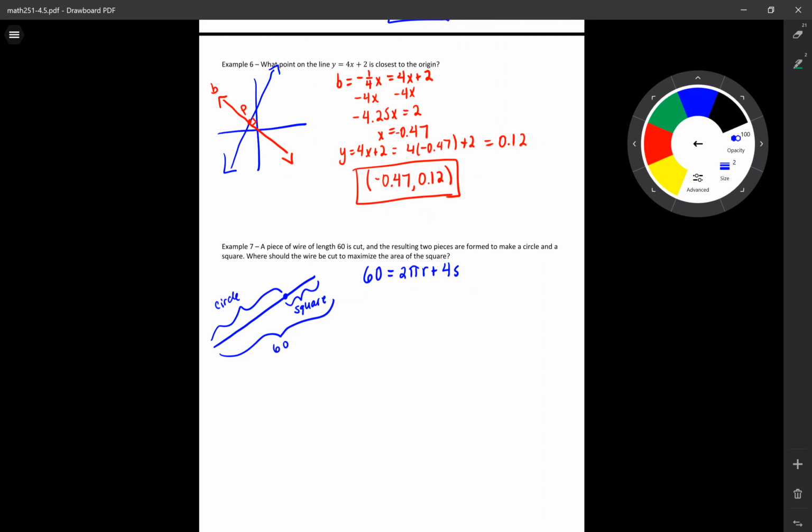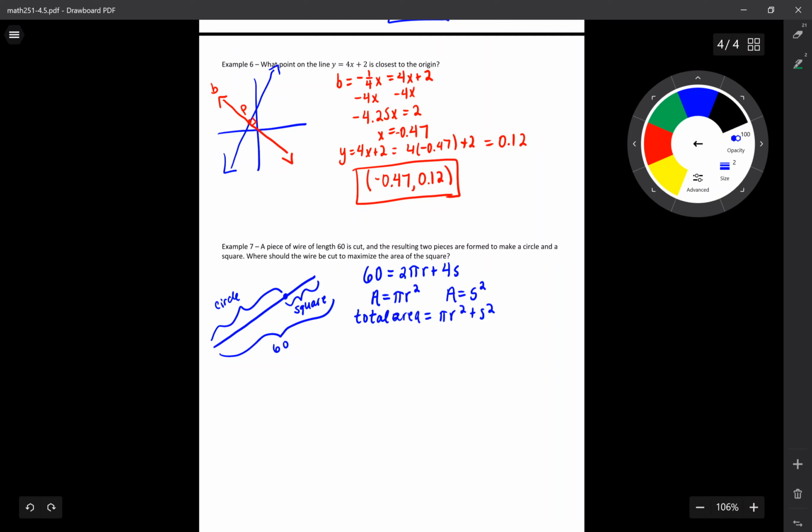Okay, but I want only one equation, right? So let's see if I can simplify this a little bit. I know that the area of the circle is equal to pi r squared, and I know that the area of the square is equal to s squared. So this is what I actually want to maximize, is the total area. The 60 equation is the constraint. I did it in the wrong order, but no worries. So the total area is equal to pi r squared plus s squared.